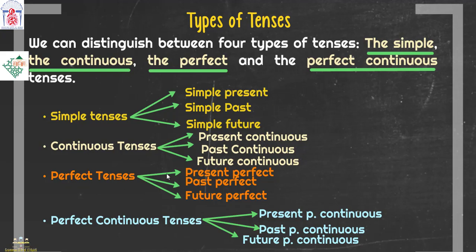We have also perfect tenses: present perfect, past perfect, and future perfect. And we have perfect continuous tenses: present perfect continuous, past perfect continuous, and future perfect continuous. Again, we can call them perfect progressive tenses, right? Now, if you count the number of tenses that we have here, you'll find that there are 12 tenses in the English language, okay?